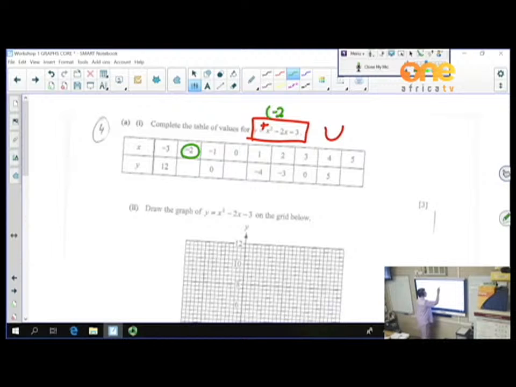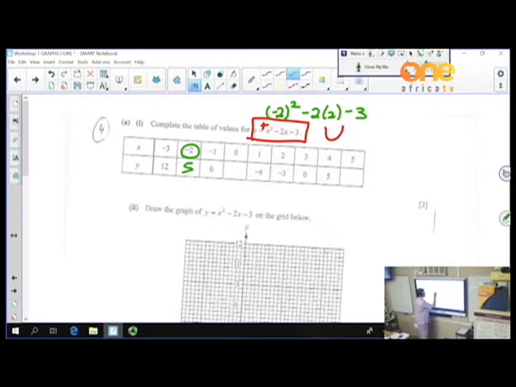Make sure that you use brackets because otherwise you're going to get the wrong answers here, -3. So you can take your calculator now, press brackets, -2, close the bracket, squared, -2, brackets 2, close the bracket, -3 is equal to. And what is the value that you get there? A 5, yes. So this one is then 5 there.